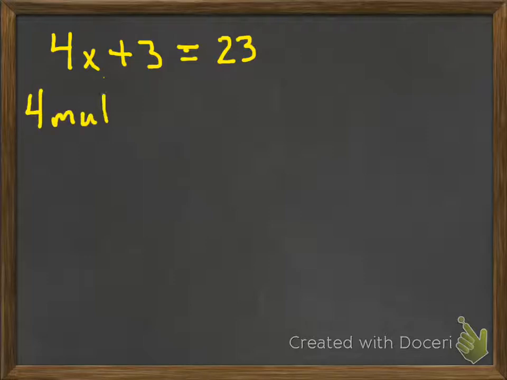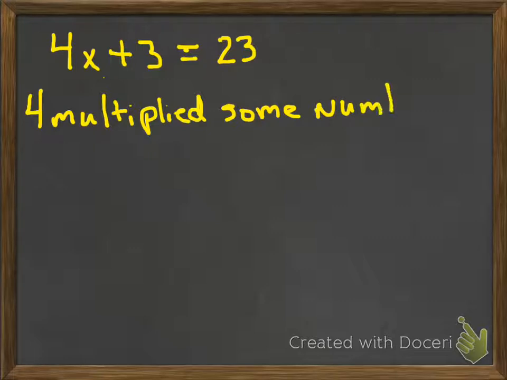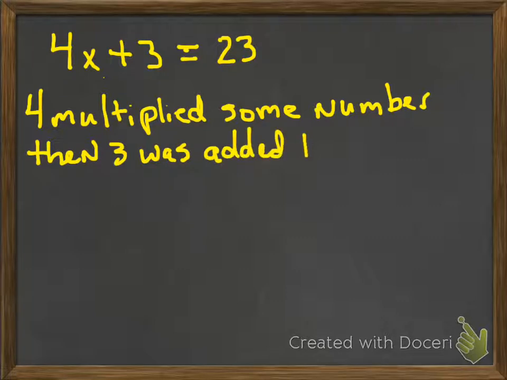and write it out. 4 multiplied, or times, a number. I don't know that number, so that's why I'm putting an x. So 4 multiplied by some number, then I added 3, or 3 was added, to get an answer of 23.